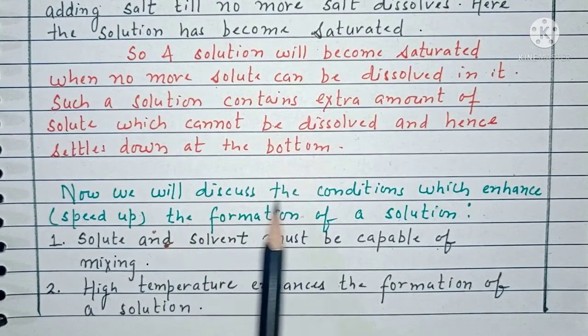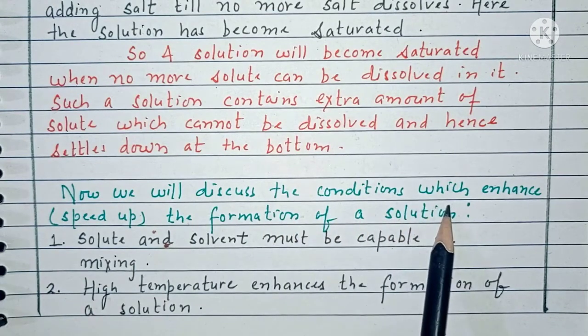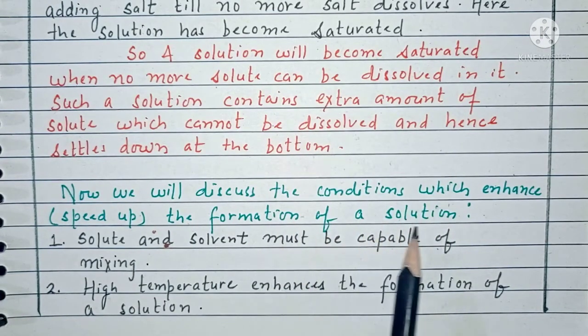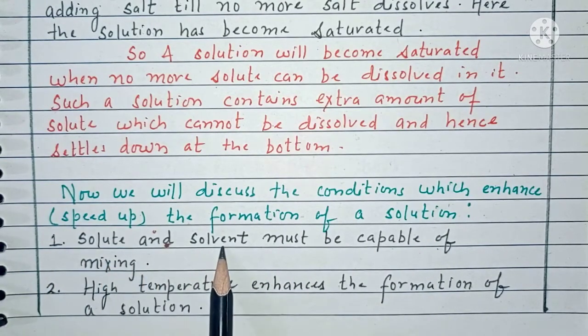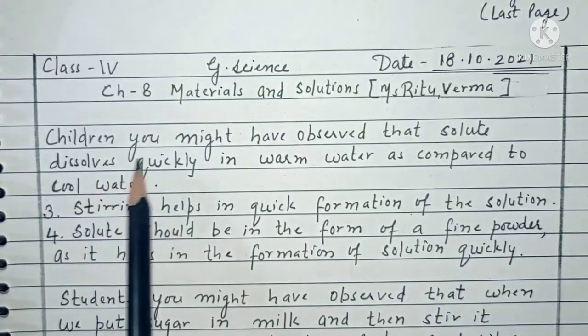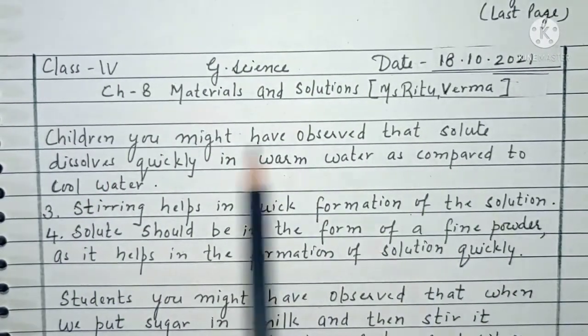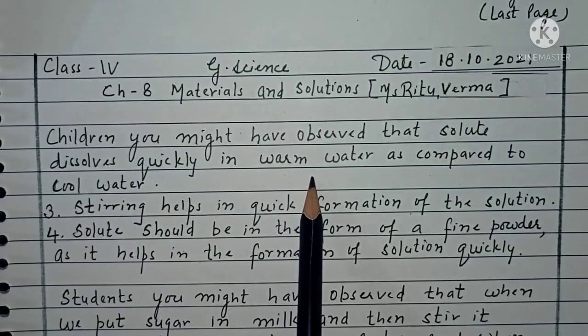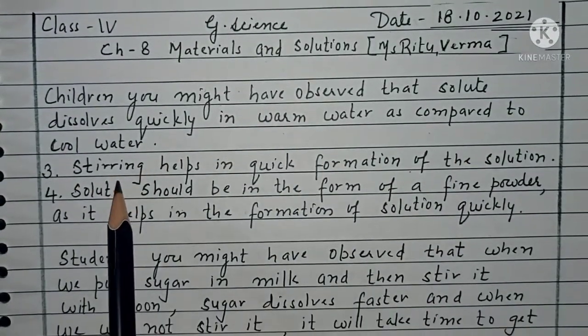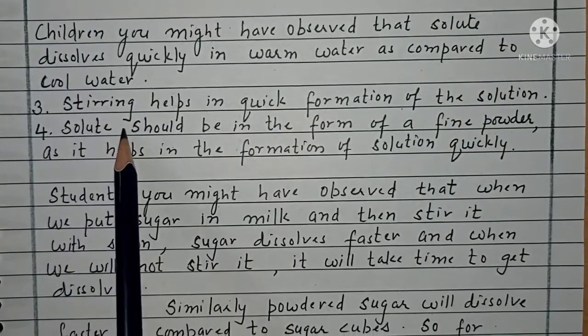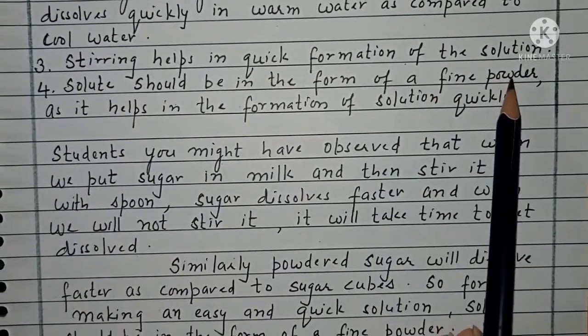Now we'll discuss the conditions which enhance, means speed up, the formation of a solution. So the very first thing is the solute and the solvent must be capable of mixing. Number 2, high temperature enhances the formation of a solution. Children, you might have observed that solute dissolves quickly in warm water as compared to cool water. The third condition is stirring helps in quick formation of the solution.